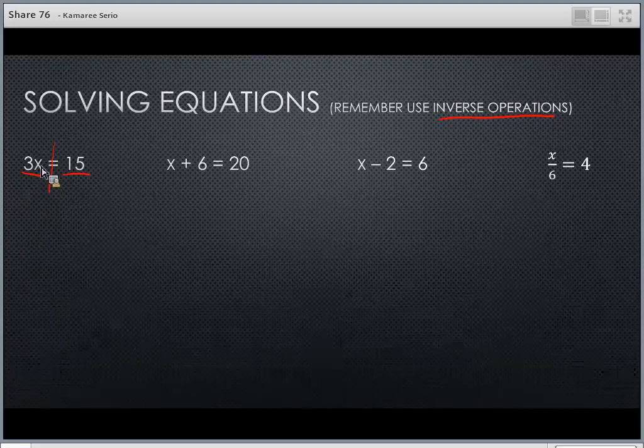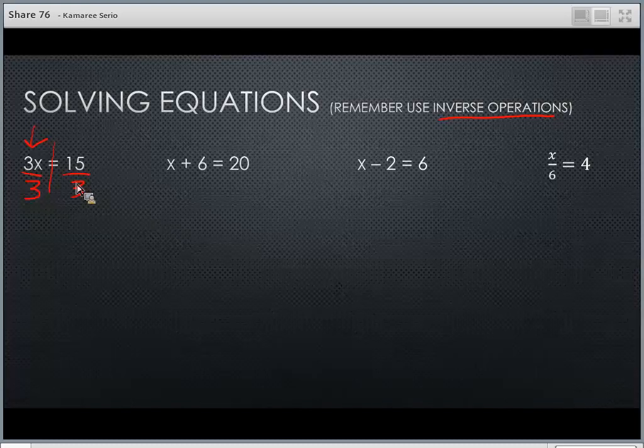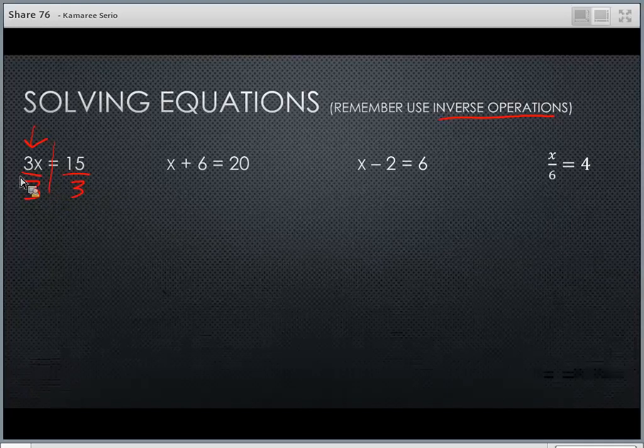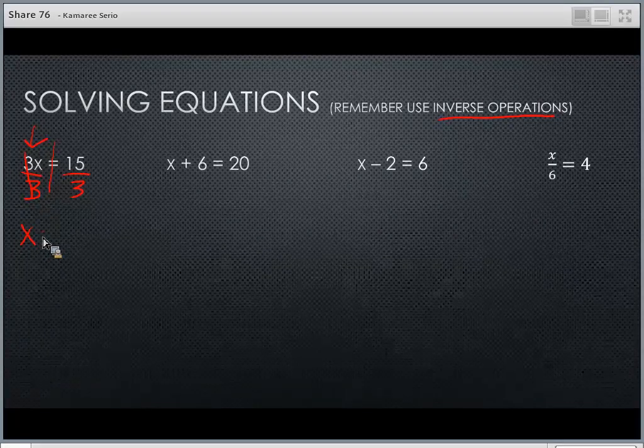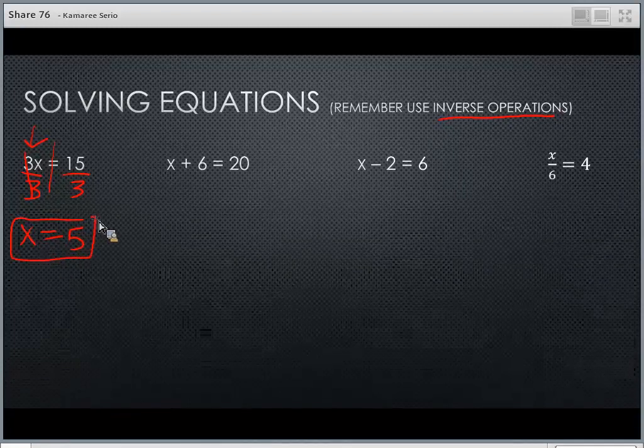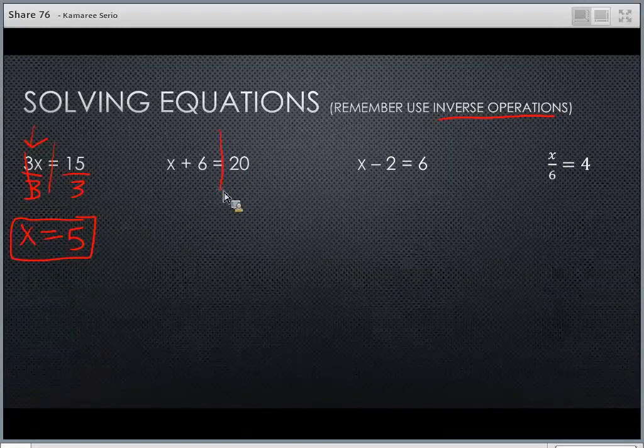Now, our goal to solve any equation is to get x by itself. So if I want to get x by itself here, I need to get rid of this 3. Since I am getting rid of this 3, I need to divide by 3 on both sides. When you do that, 3 divided by 3 cancels. I'm left with just x. 15 divided by 3 gives me 5. And then I'm done.